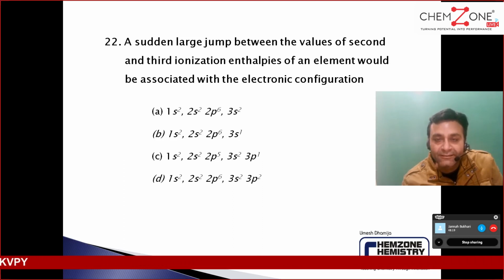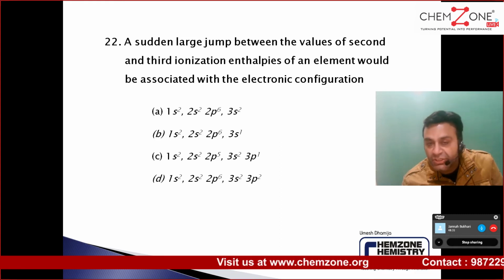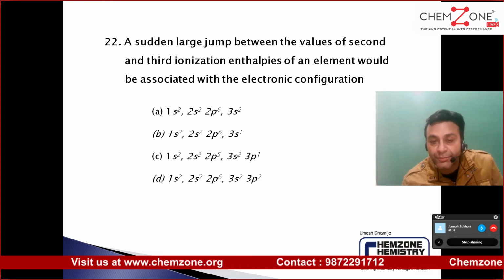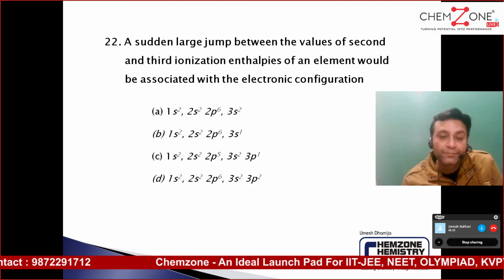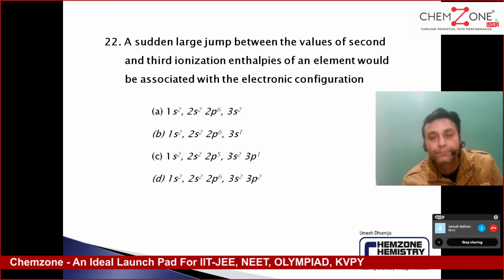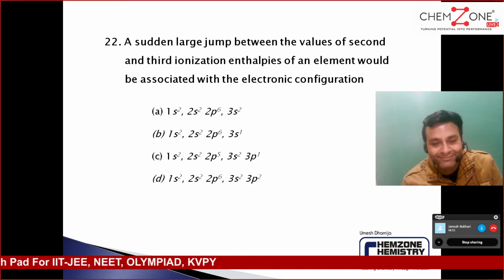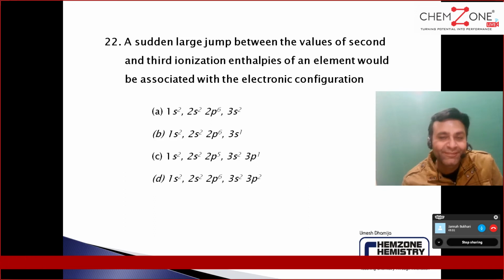A sudden large jump between values of second and third ionization of an element would be associated with which one? Second and third, big jump. Wait, isn't C not a real element? Because you need to have two pieces. It shows very little confidence.